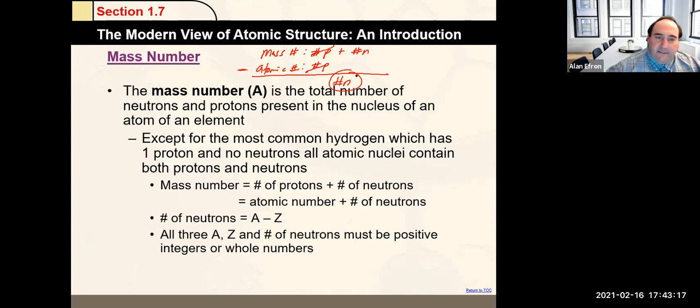Now, when you're asked to calculate the number of protons, electrons, neutrons, the mass number, and the atomic number, those all should be positive whole numbers. You can't have half an electron or something like that. Now, every single element has protons, electrons, and neutrons, except for our good friend hydrogen. Hydrogen only has a proton and an electron. It has no neutrons.